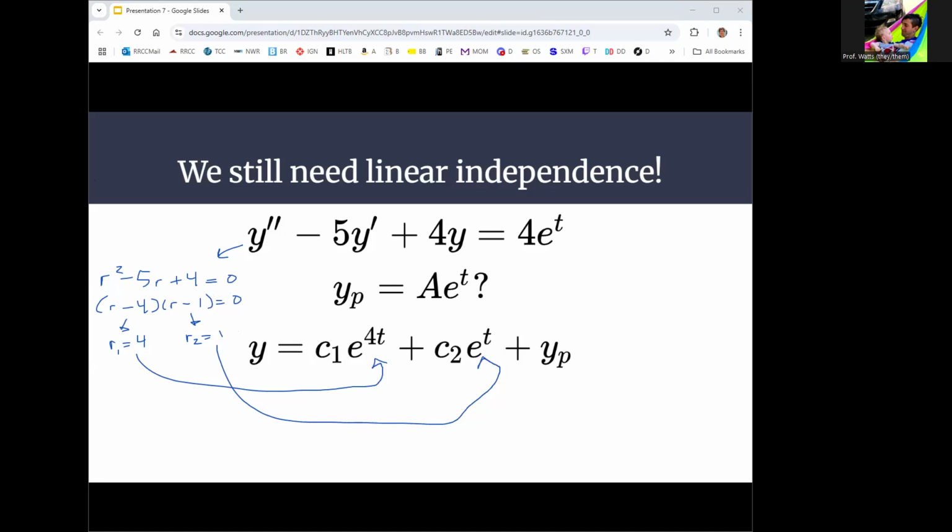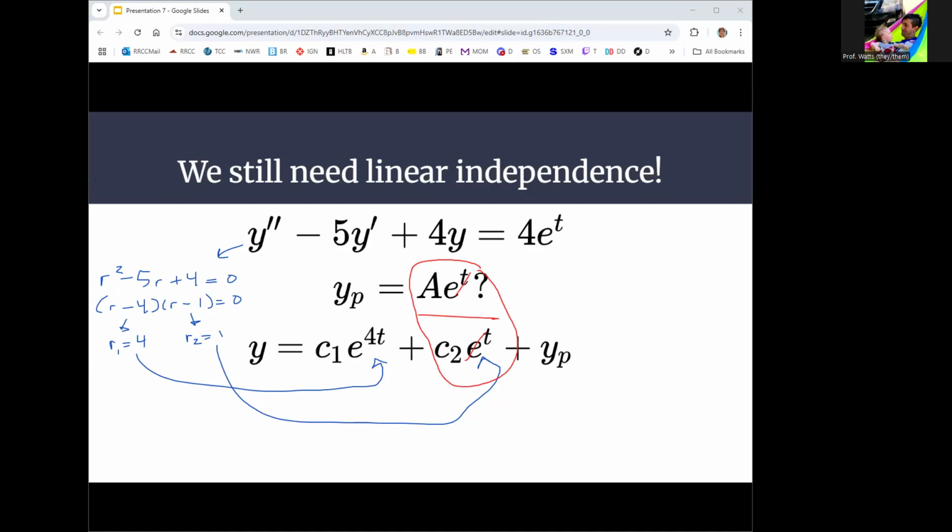And then what you realize is that we have linear dependence between the particular solution and y2, right? If I were to divide those, I would actually get a constant, A over c2. And if we did the Wronskian, it would be 0. So we don't want that. We want the particular solution to be linearly independent from y1 and y2, for the same reason we want y1 and y2 to be linearly independent from each other.